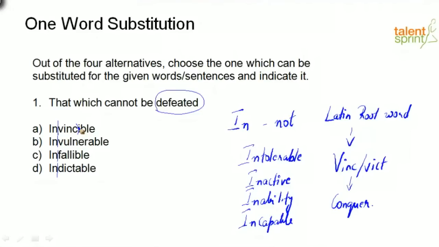you cannot conquer this person, right? Invincible, cannot be defeated. Another word, another synonym for conquer is to defeat, right? So have we arrived at the answer? That which cannot be defeated, invincible.